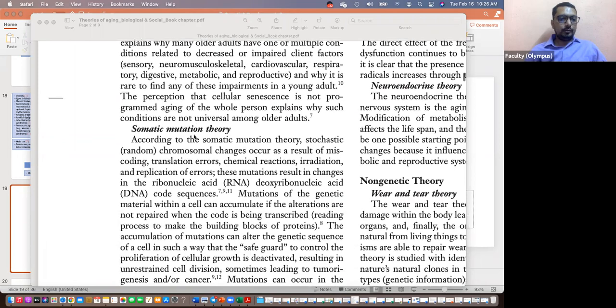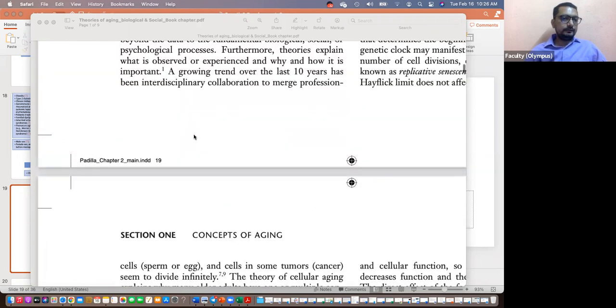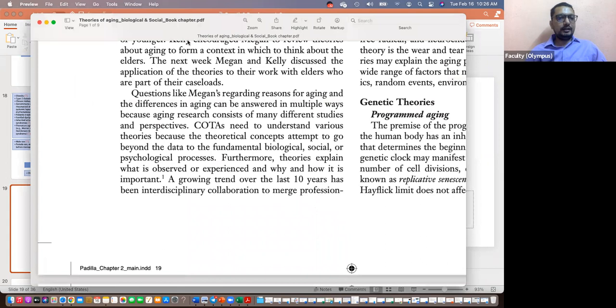Otherwise, this resource I'm going to share with you for you to read. But let me explain the concept. Understand the concept behind these theories.